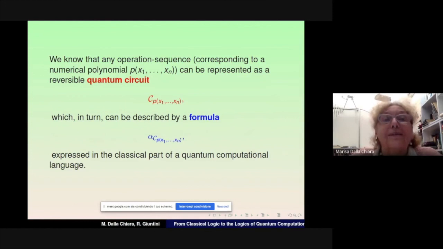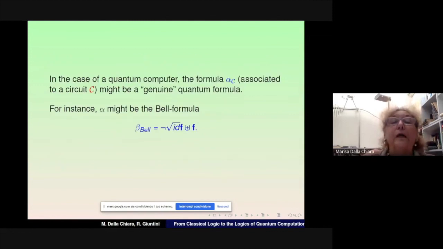We know now that any operation sequence corresponding to a numerical polynomial P and so on, can be represented as a reversible quantum circuit, which in turn can be described by a quantum computational formula, so alpha corresponding to the circuit that has been associated to a given polynomial. And this alpha can be expressed in the classical part of a quantum computational language. In the case of a quantum computer, this formula alpha_C associated to a circuit C might be a genuine quantum formula. For instance, it might be the Bell formula. Why not?